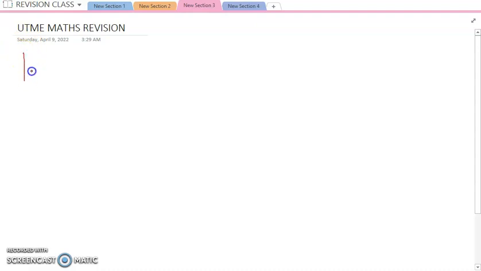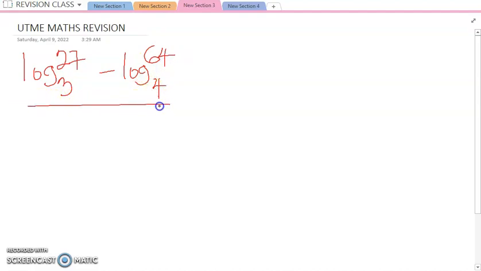The question says log base 3 of 27 minus log base 4 of 64, divided by log base 3 of 1/81. Now the question wants us to simplify this. How do we do that?